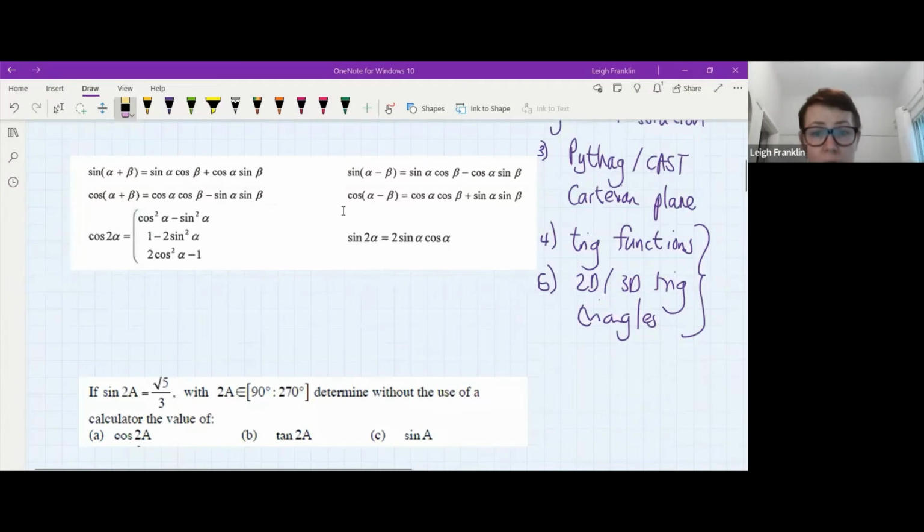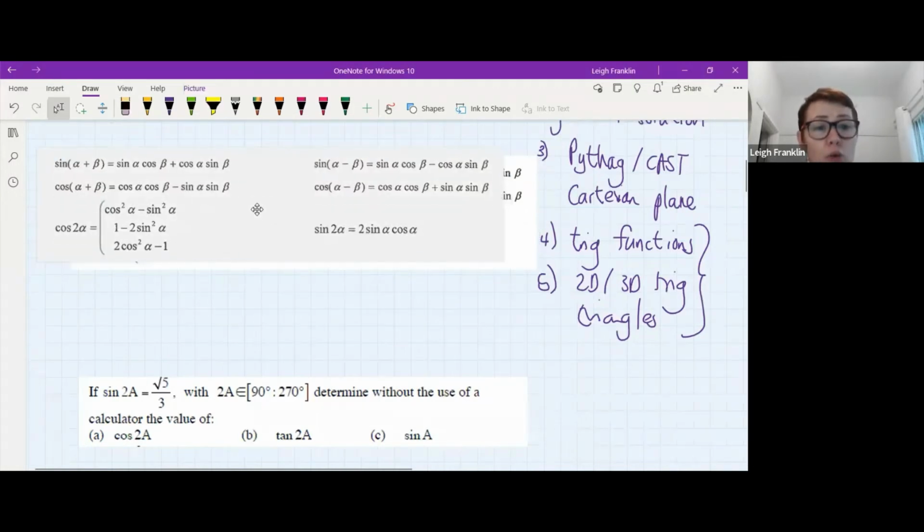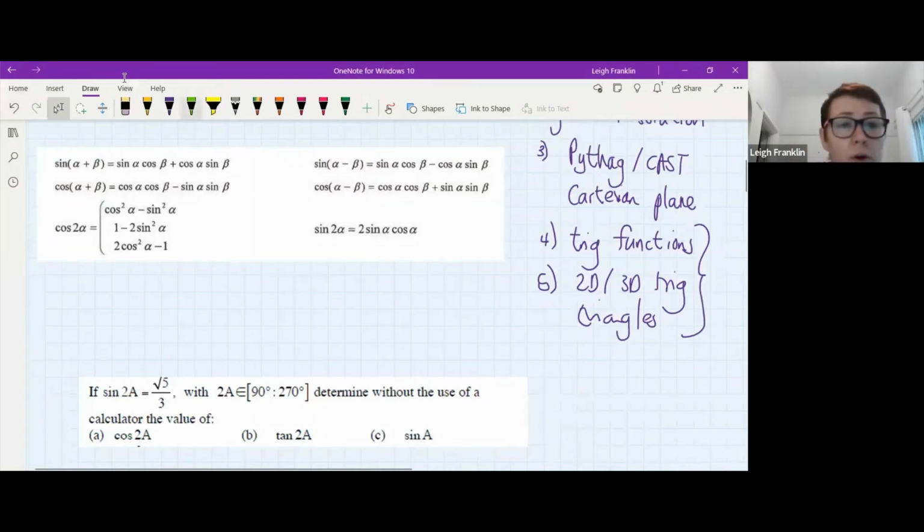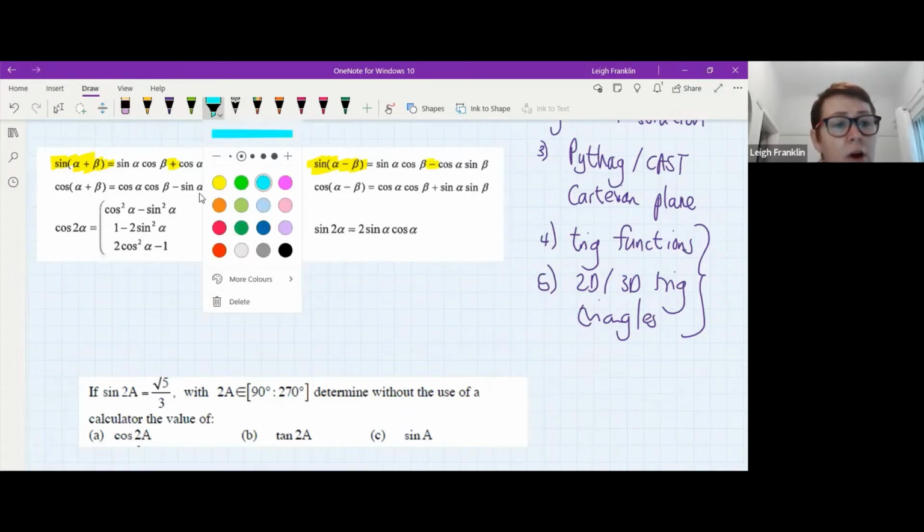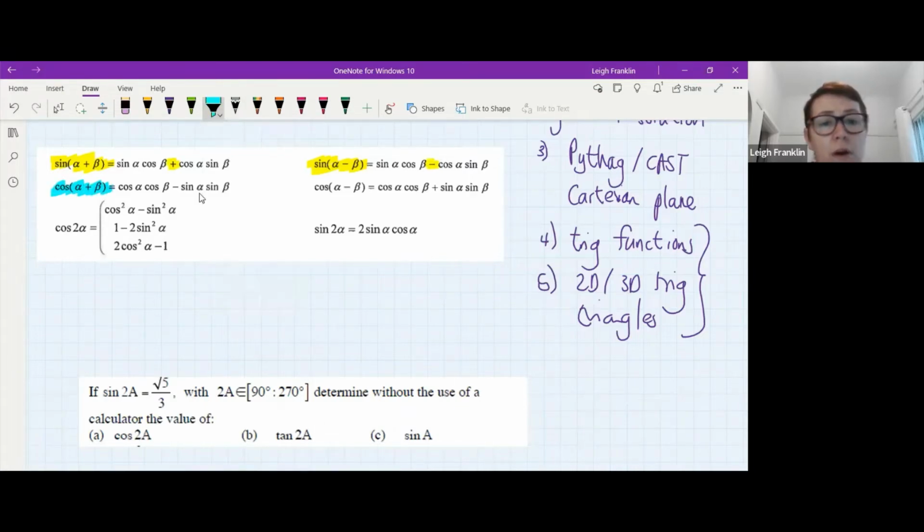All right, so just running through it again, you have got your compound angles. Your sine compound angles, these ones over here, remember sine keeps its sign. So if it's plus here, it's plus there. And if it's minus here, it's minus over there. Cosine does not keep its sign. Okay, so your cosine rules are a little bit different.